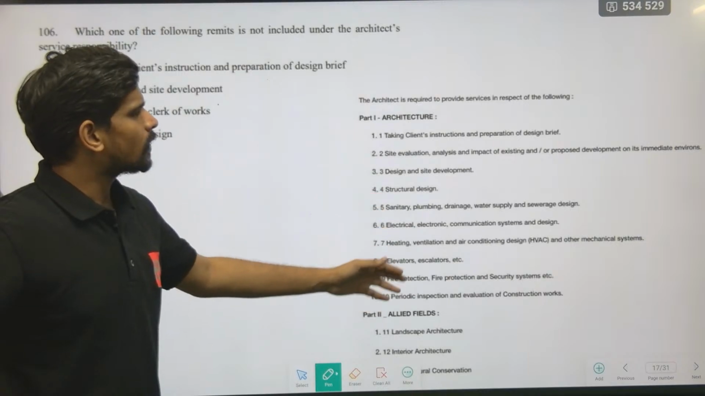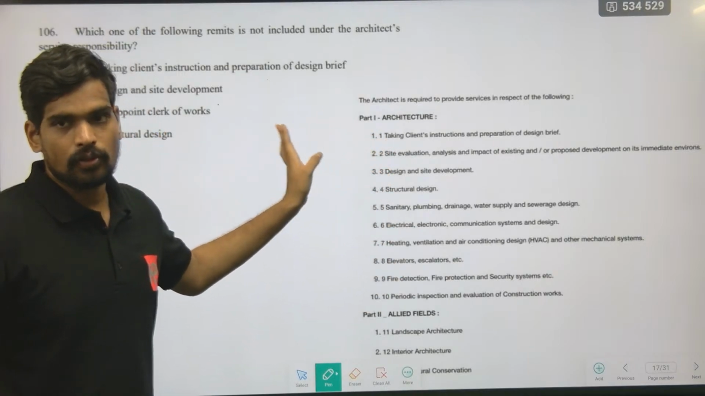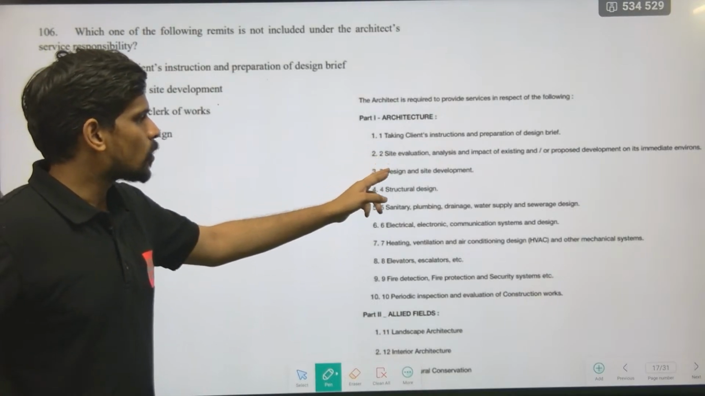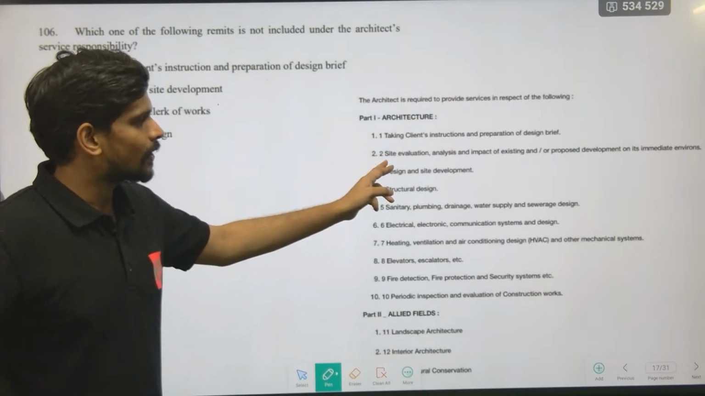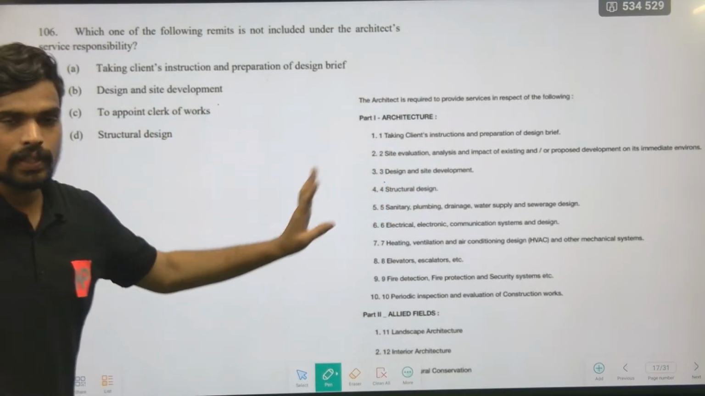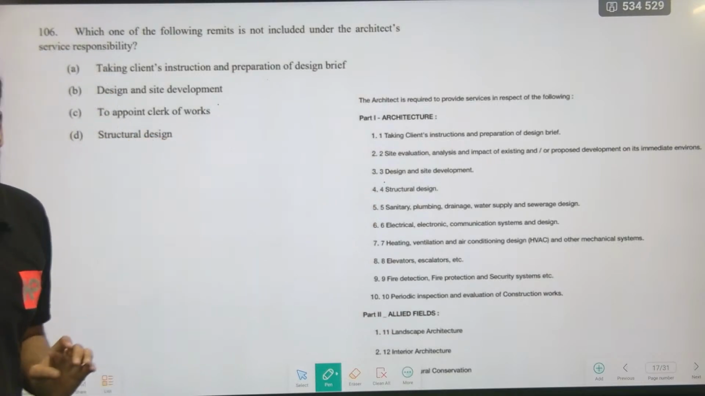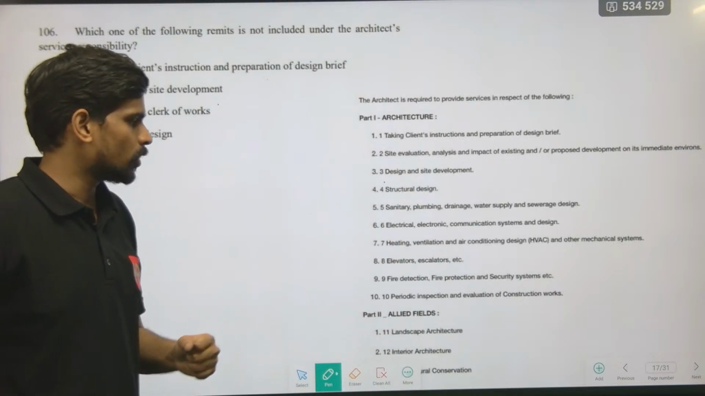So you can just go through the service responsibilities, taking instructions and preparing design brief. So that is written. Then you have site evaluation, analysis, impact of existing or proposed development, design and site development, that also is given in the service responsibility. Then you have structural design, so that also is given in the option. Structural design also service responsibility.